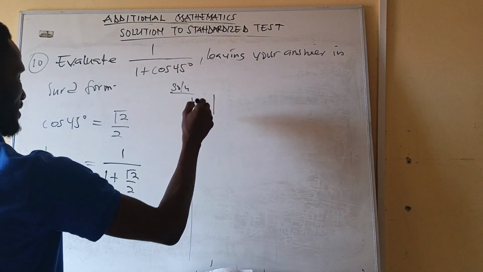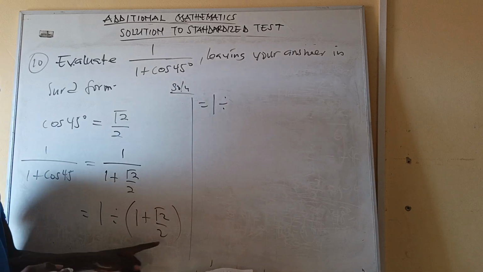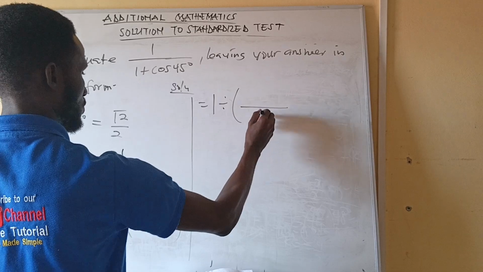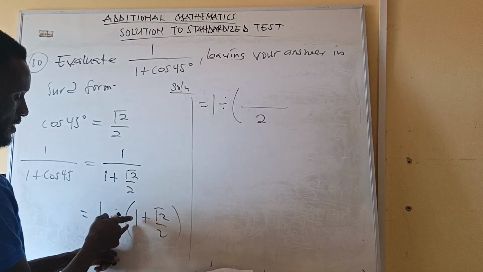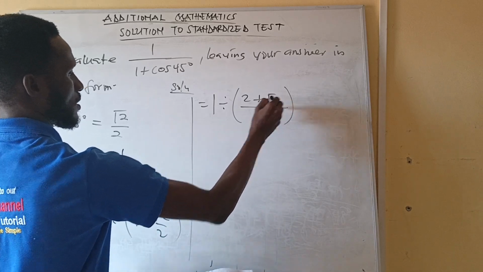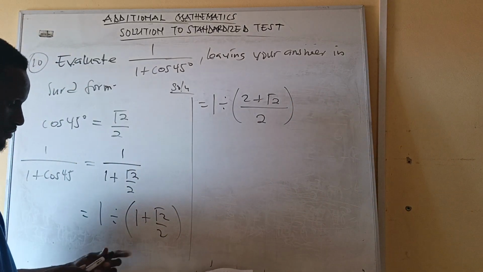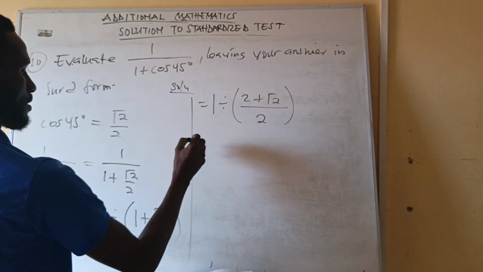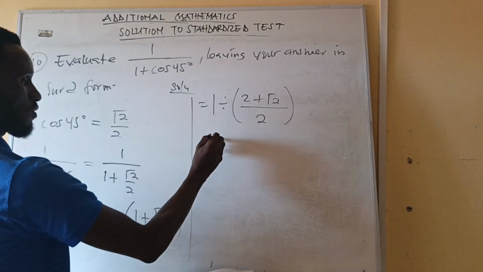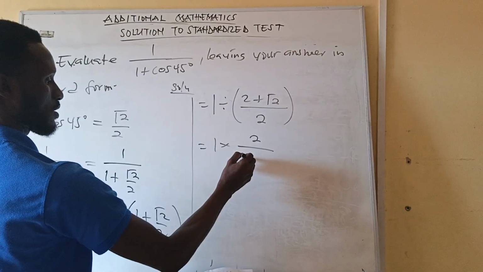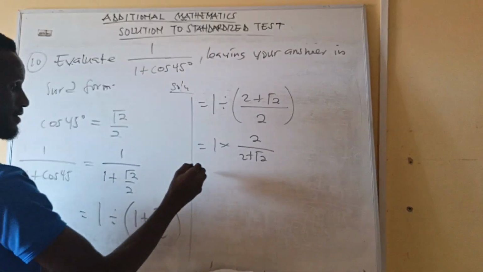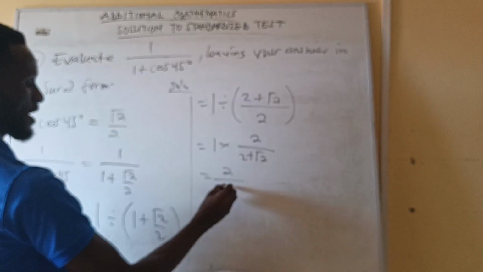Now, this one will be equal to 1 divided by the LCM of this one, which will give us 2. So the LCM will be 2. 1 going into 2, 2. So 2 times 1 will give us 2 plus root 2. Plus root 2, right? Now, let's change this one to multiplication, then reciprocate the second fraction. So we have 1 times 2 over 2 plus root 2. You see how the thing is? 1 times this one will give us the same thing, right? So 2 over 2 plus root 2.